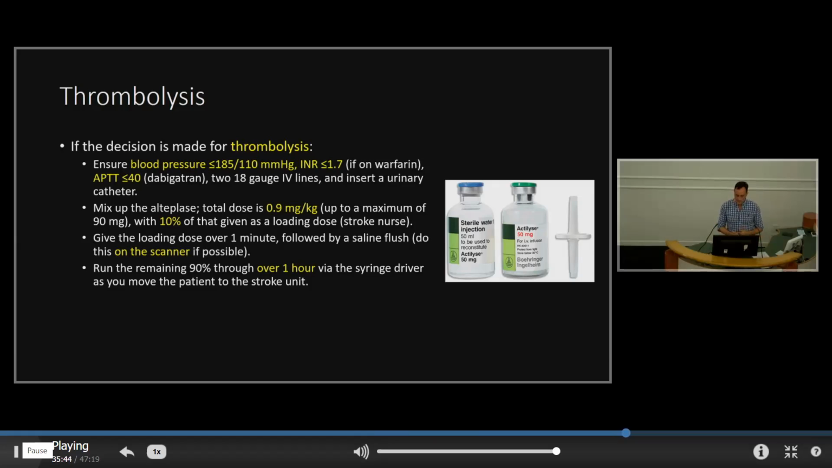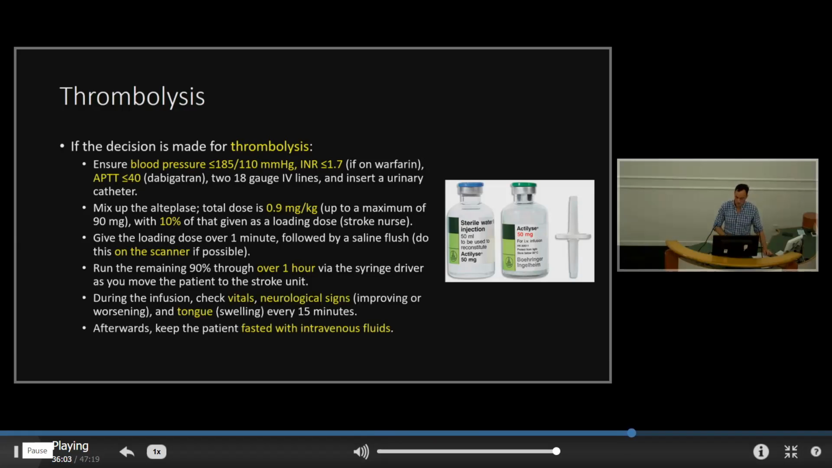You give that over 30 to 60 seconds, followed by a saline flush and on a scanner if possible. We're still working on that as a protocol. And then the remaining 90% is run through over 1 hour through a syringe driver, and the patient is typically moved to the stroke unit immediately before this or even during. During the 1 hour infusion, it's necessary to stay with the patient, keep an eye on their vitals and neurological signs, whether they're improving or worsening, hopefully improving.